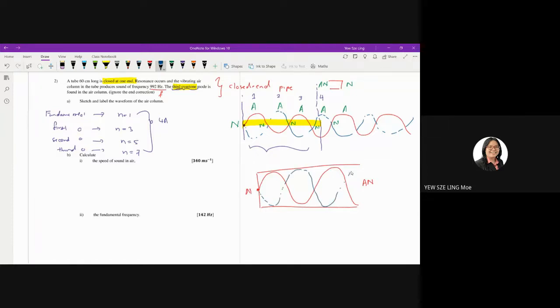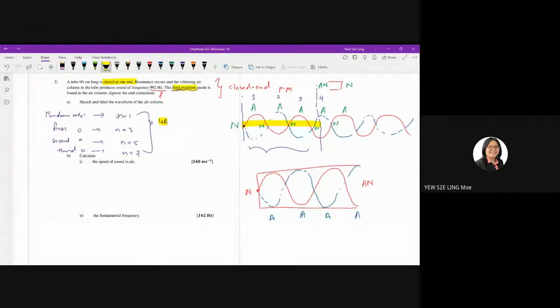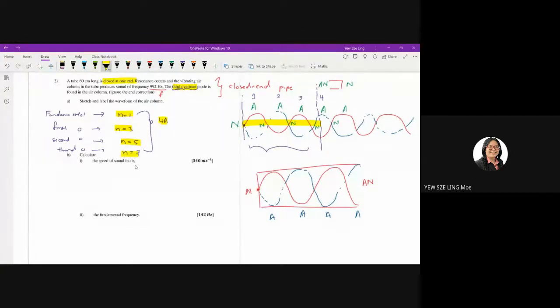So this is my diagram. I have antinode, antinode, antinode, and here again is an antinode. So 4 antinodes, like I told you just now. Why? Because it's the third overtone. When you have the third overtone, it means you have 4 harmonics here: n equals 1, n equals 3, n equals 5, n equals 7. So you have up to the 7th harmonic in this question. So 4 antinodes should be drawn in your diagram. That is the answer for question A.